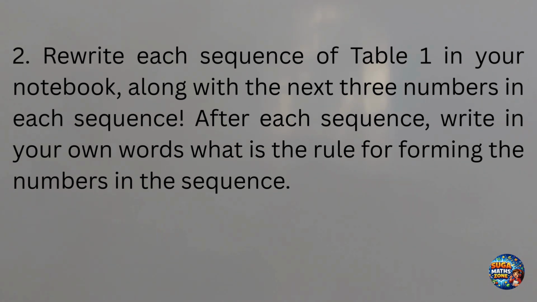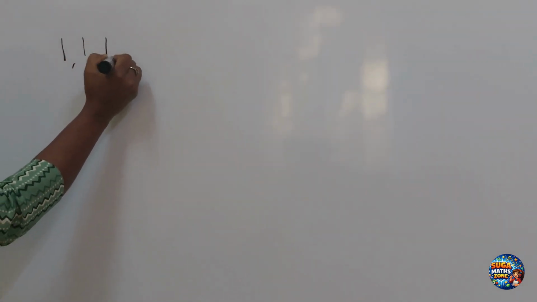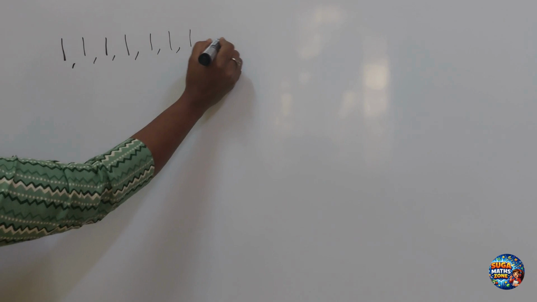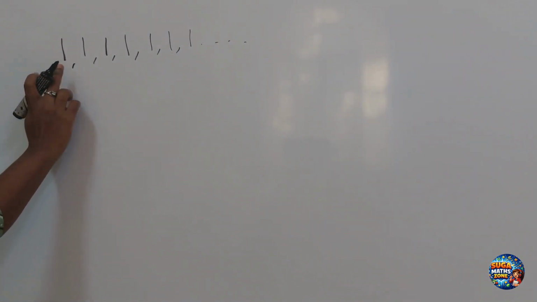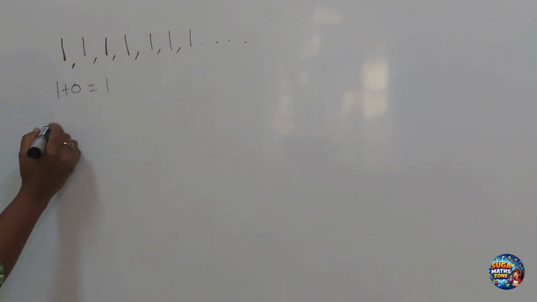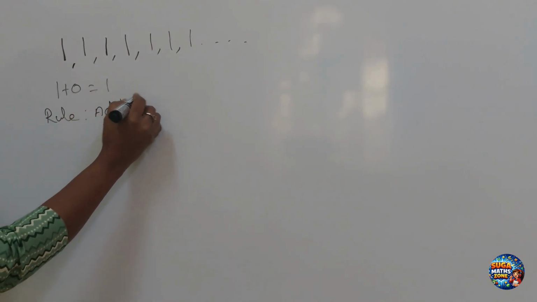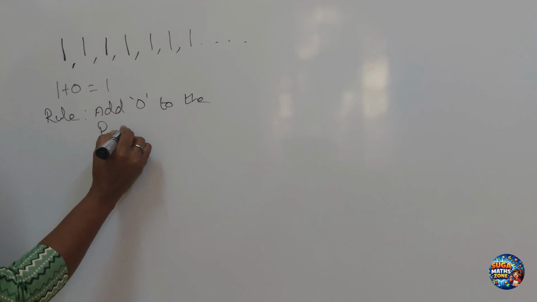They are giving some numbers for each sequence. After that, you have to find the next three numbers. The first one is all ones. All ones means all numbers will be 1: 1, 1, 1. They are giving 7 ones. After that we don't know, so the rule is to add 0 to the previous number to get the next number. 1 plus 0 equals 1. So here the rule is add 0 to the previous number.